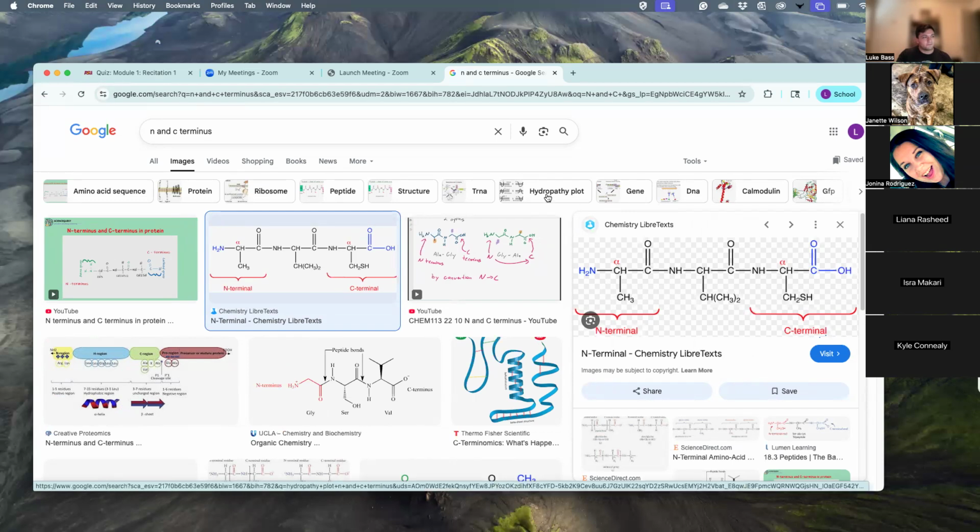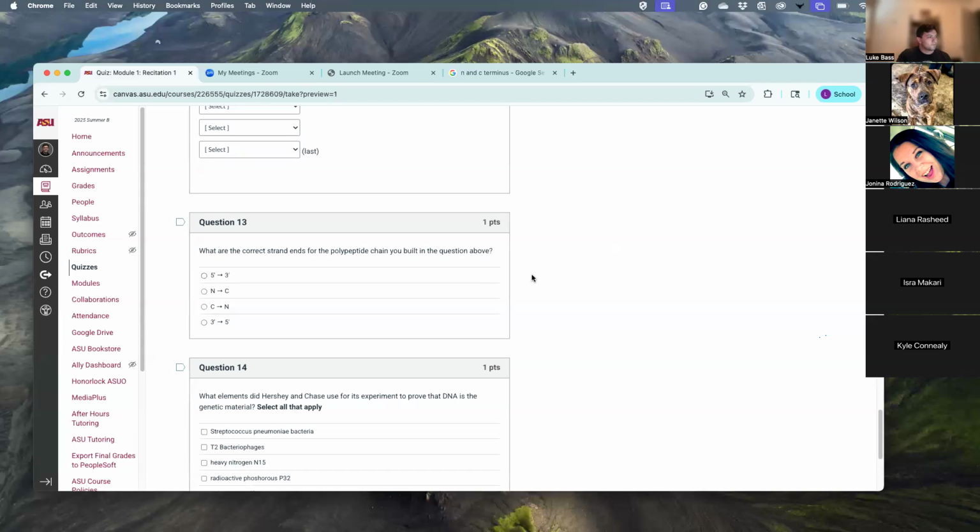Okay. And so when we have a question like question 13, what are we looking for? How do I answer this question? I don't understand that. So when it's asking what are the correct strand ends for the polypeptide chain you built in the above question, that's just asking what orientation the polypeptide chain is going to be in. So when you're looking 5' to 3' on mRNA, your polypeptide chain is normally going to follow a similar orientation. I guess I'm giving away the answer a little bit, but you're always starting with an amine group on the 5' end.